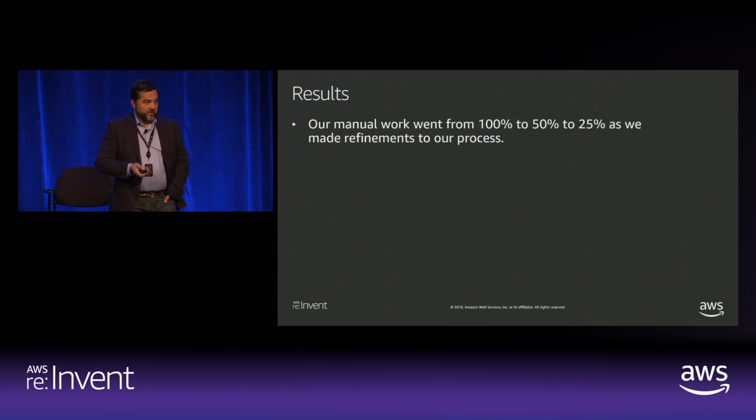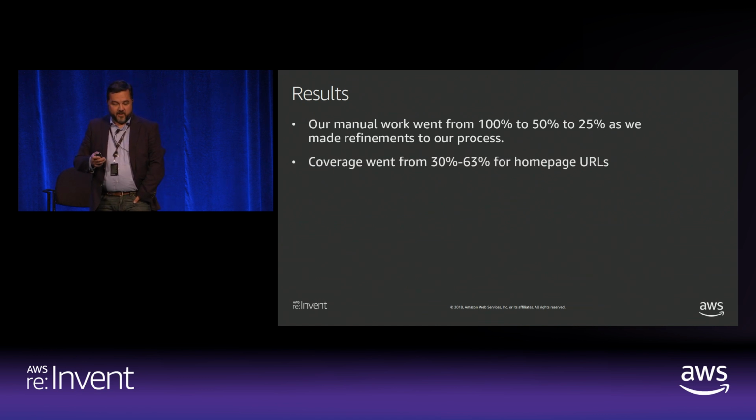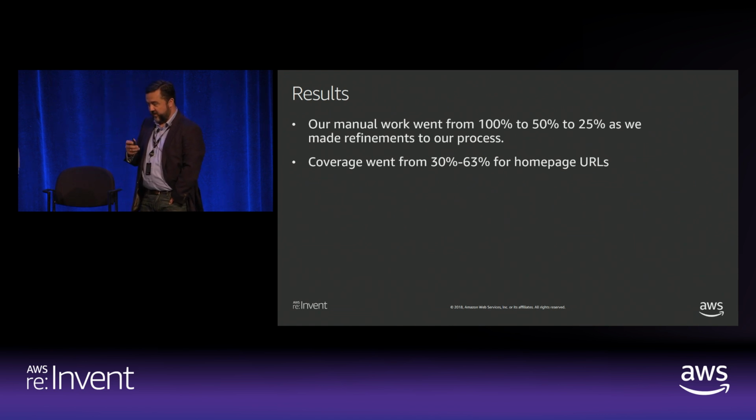So again, within the series of three experiments, our manual work went from 100% to about 50% to less than 25% as we made refinements to the process. And I think that's really key here. You need to come up with a process, and you can scale this thing up. You can run it thousands or hundreds of thousands of times, but there still might be tweaks as you go along. You might need to make a little bit of adjustments here and there. And Mechanical Turk makes it really easy to do that.